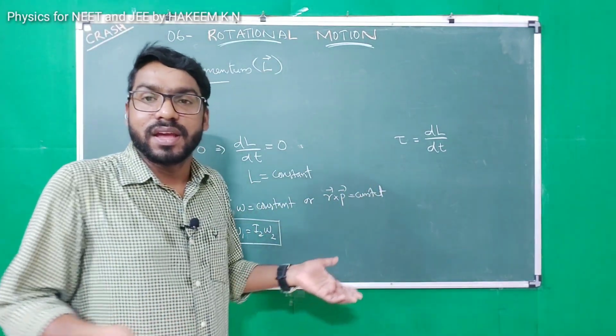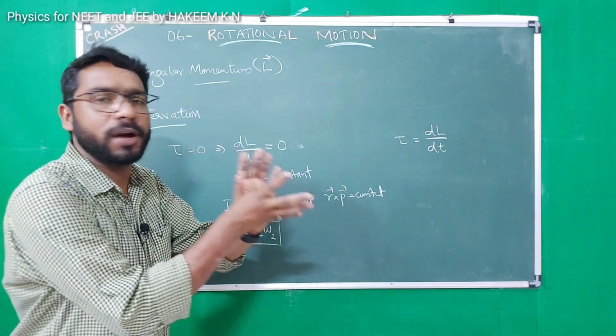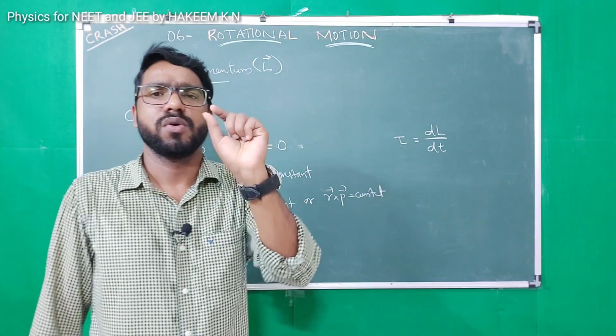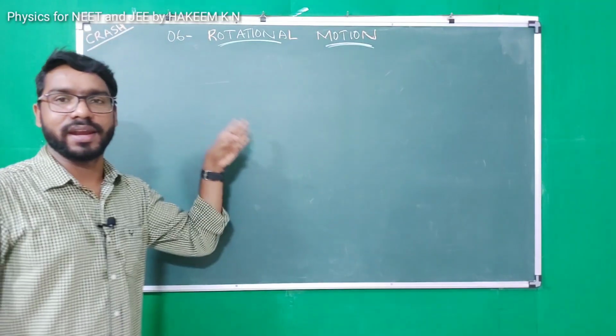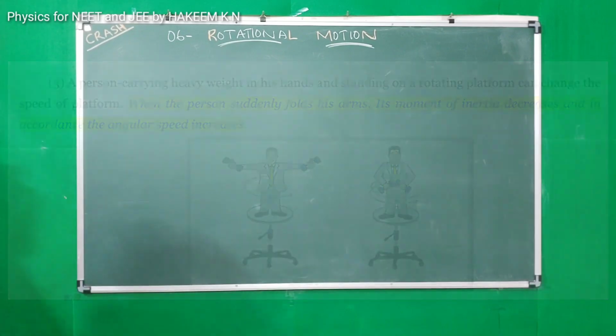We can discuss lots of examples for successful application of conservation of angular momentum. Here I am discussing only one example. You can see a diagram on the board: a person carrying heavy weights in his hands and standing on a rotating platform can change the speed of the platform. How? When the person suddenly folds his arms, moment of inertia decreases and, accordingly, angular speed increases.